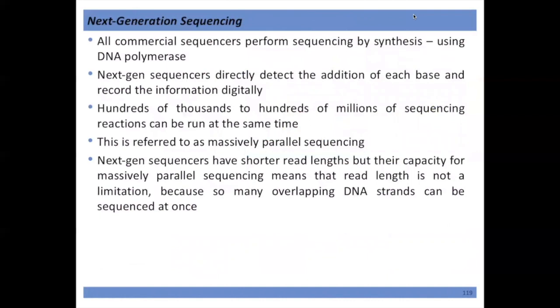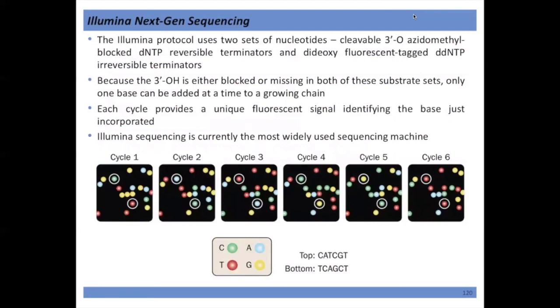But there are next gens that can do this faster. And so they end up doing this. They tend to use smaller fragments, but they do thousands to hundreds of millions of reads. And so this is what's referred to as massively parallel sequencing. So they have shorter read lengths, but they're reading many more sequences. And so here's just an example of an Illumina next-gen sequencing.